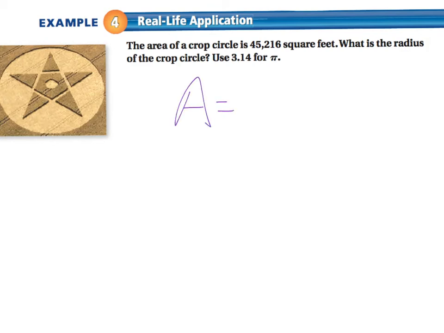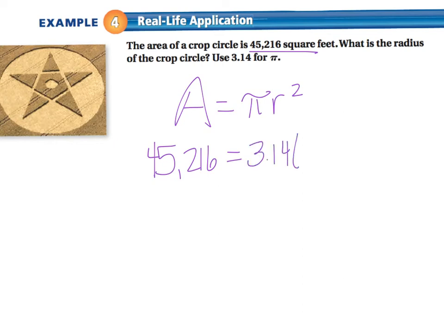A equals pi r squared is the formula for a circle. You might know that, you might not. But you will learn that this year, and you will learn a lot of area formulas and volume formulas like that. So since the area is 45,216 square feet, I plug it in for A. So that gives me 45,216 square feet equals pi, which I'm plugging in as 3.14, multiplied by the radius squared.